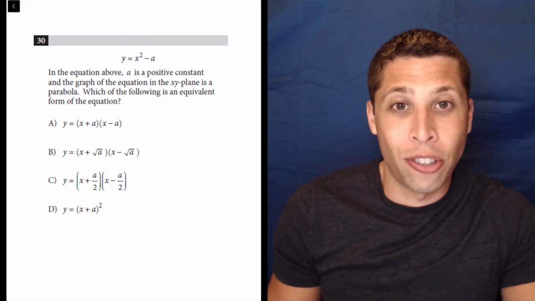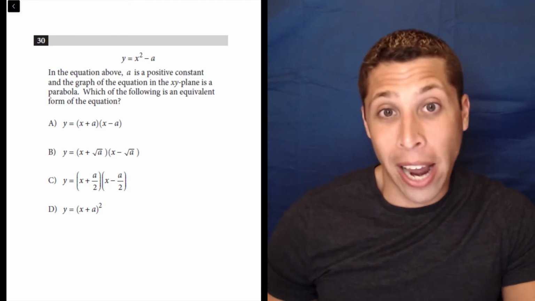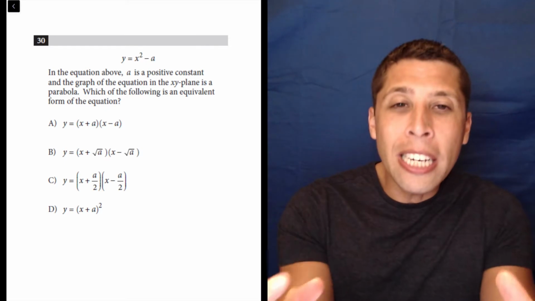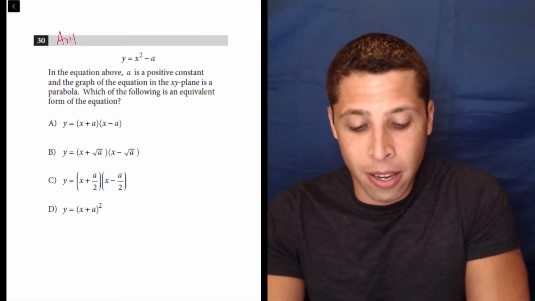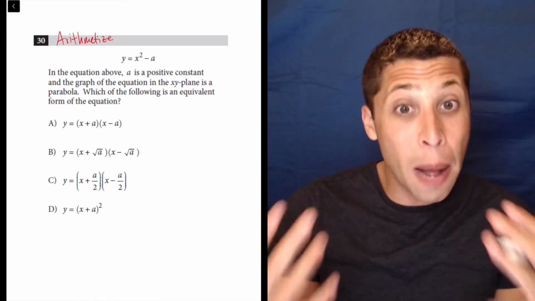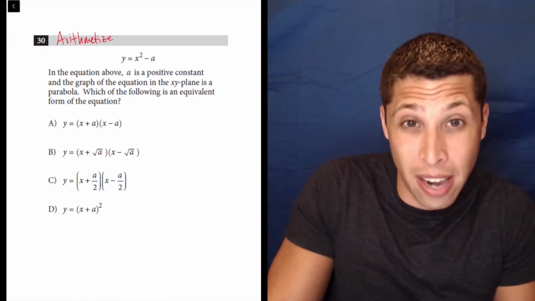But number 30 is the opposite. Everyone can do this question, and everyone needs to get it right. If you didn't get this right, you're not using the strategies. This screams arithmetize to me. It screams out that strategy because, look, it's algebra, complicated algebra. The choices look really scary.